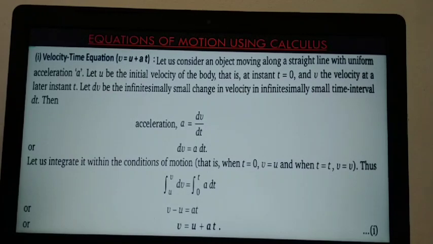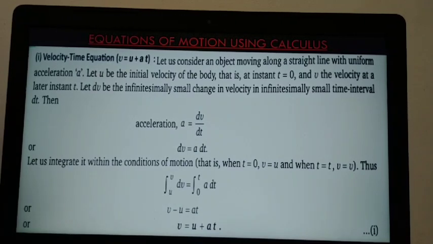That means after a time t you are observing again, then you find its velocity is v. Let dv be the infinitesimally small change in velocity in an infinitesimally small time interval delta t. That means for a very small change in time delta t, velocity changes by dv. Then according to the definition of acceleration, a is equal to dv by dt.